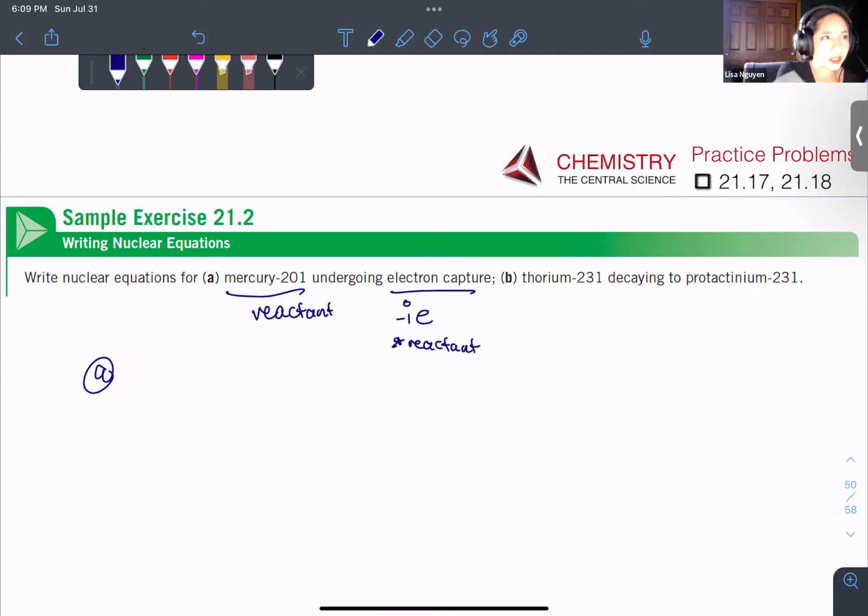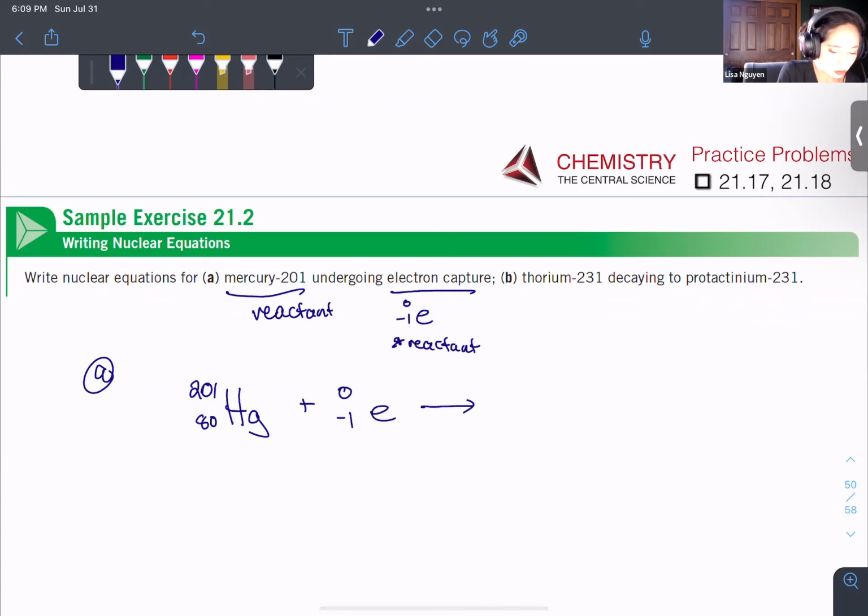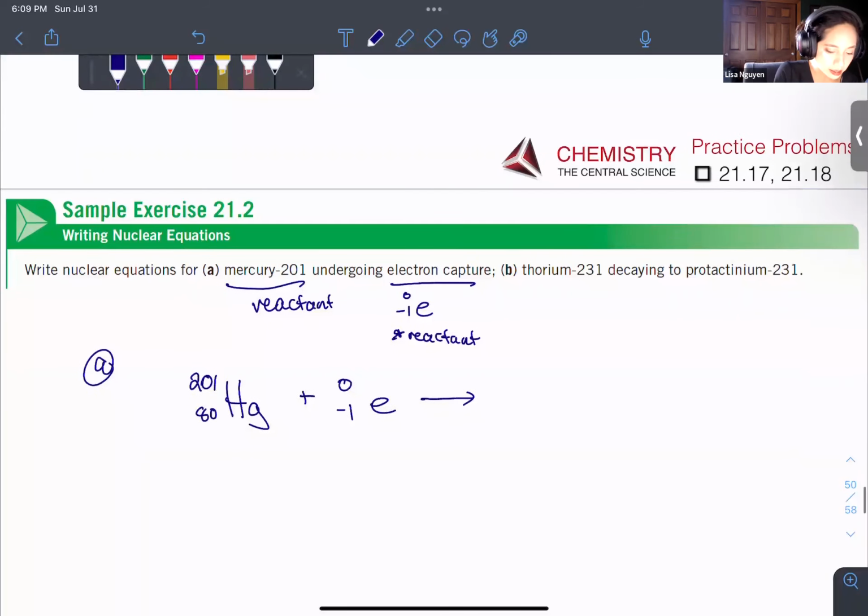So we just add up all the numbers and make sure they balance, to figure out what product is formed. Mercury is Hg, right? It's 201, that's the mass number. Mercury is element number 81, so 81 protons, and we are capturing an electron, which is a reactant. And so we draw our arrow and make sure everything balances. So 81 minus 1 is 79, and our mass number does not change. So we look at what element 79 is. It is gold. So with this reaction, we made gold, what alchemists were trying to do for hundreds of years.